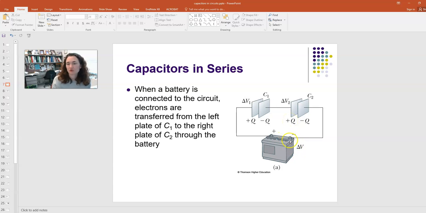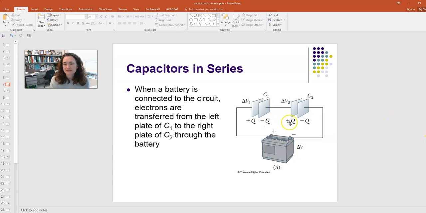Now, this plate 4 here is going to see this positive charge, and it can draw electrons from the battery. So electrons are going to be transferred from the negative terminal of the battery to build up on plate 4 until it's equal and opposite to plate 3. So that means that for plates 1 through 4 respectively, you're going to have plus Q, minus Q, plus Q, and minus Q building up on the plates. All right, so that's physically what's happening in this circuit.